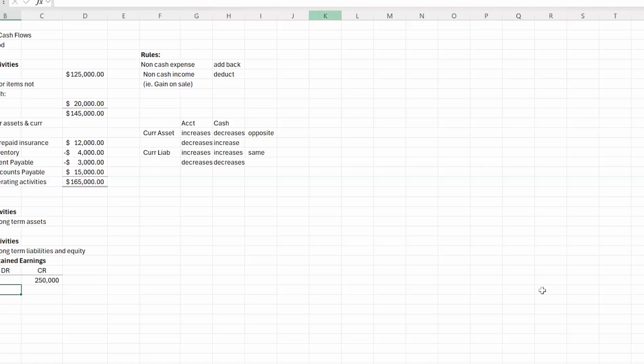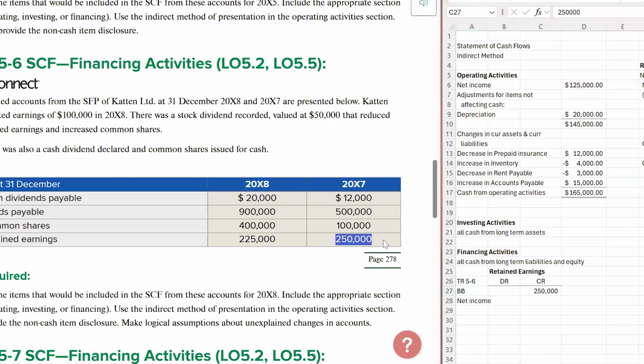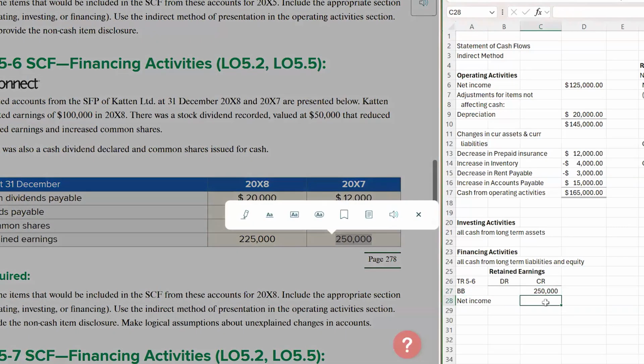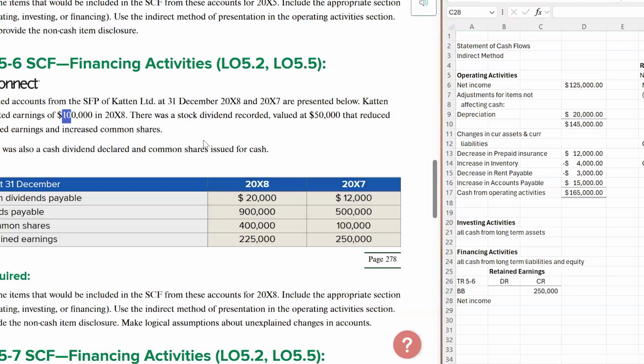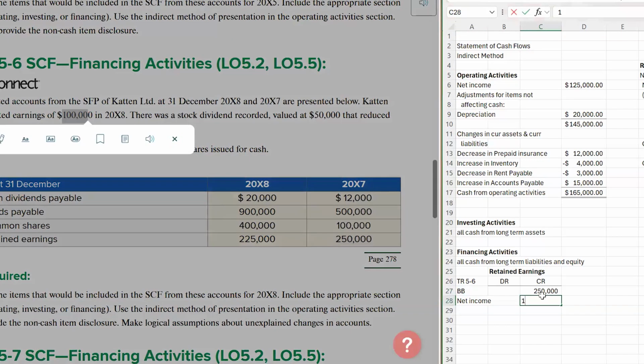Okay, so beginning balance, we started at 250. You can see in the question here, we know that we added net income. It tells us it was 100,000. So we're going to add that in, 100,000. Then we know we take dividends out of retained earnings. The journal entry is debit dividends, and it goes through retained earnings because we credit cash, of course. But this one isn't cash. It says it's a stock dividend, but we still know that it has to come out of retained earnings, 50,000.